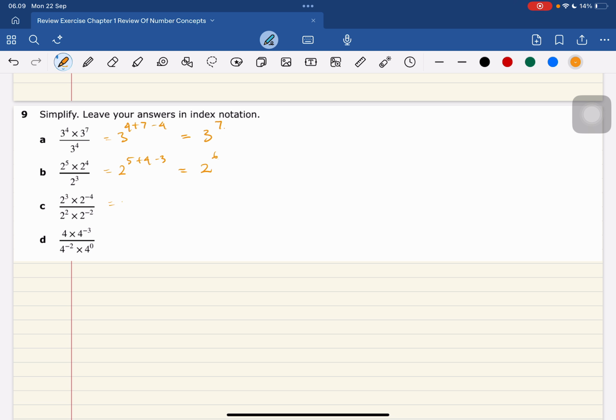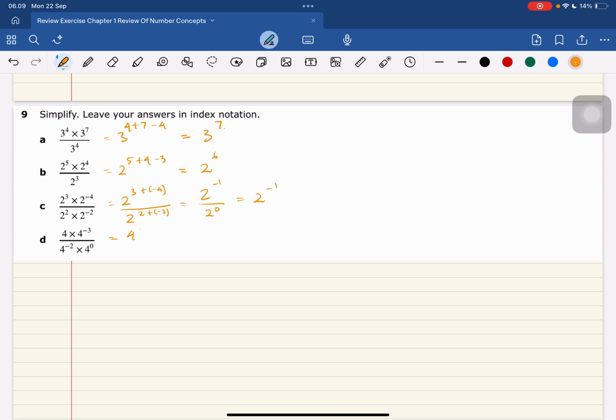Next is, let's separate it first. 2 power of 3 plus minus 4. Then we will divide by 2 power of 2 plus minus 2. So this will give us the answer of, not 3, 2 power of minus 1. We divide by 2 power of 0. So this is going to be 2 power of minus 1.